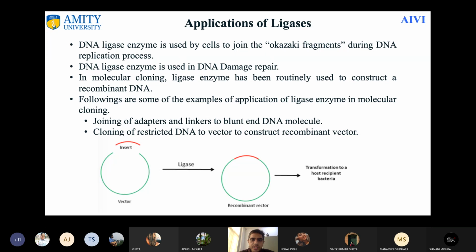Some more applications are there, other than joining the fragment to the vector. You can join adapters and linkers, and you can convert your blunt ends to sticky ends. Simply, most of it is the application of joining. In any cloning process, any transgenic process, the joining occurs with the use of these ligases only. Okay.